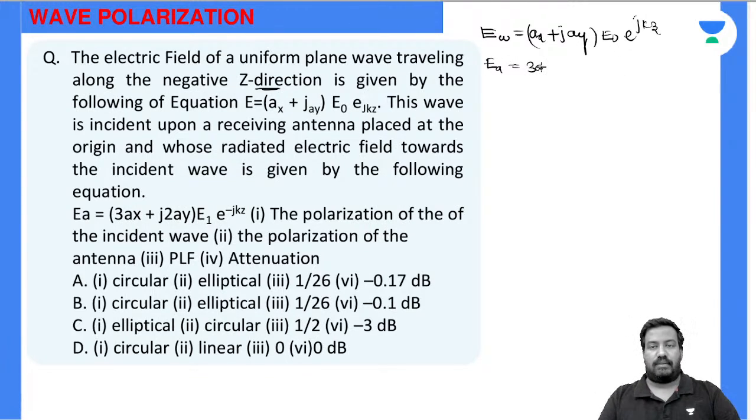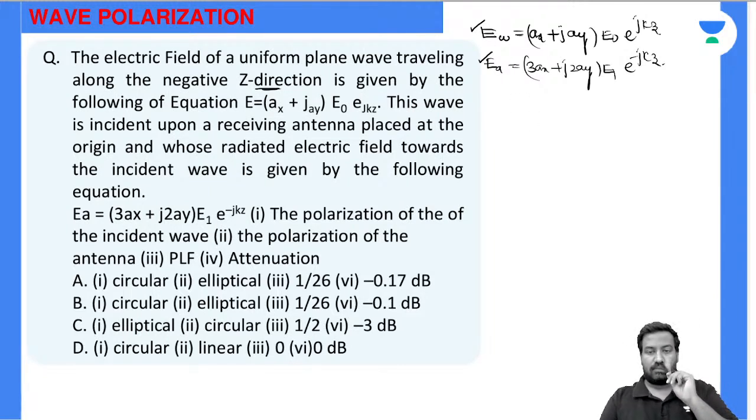antenna: 3ax plus j2ay, E1 e power minus jkz. Again, it is asking to find the polarization of the wave, antenna, and the polarization loss factor and attenuation in decibel. Just calculate here. Similar question. First find polarization of the wave.